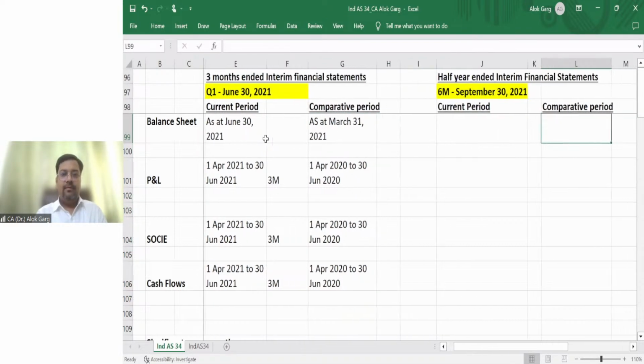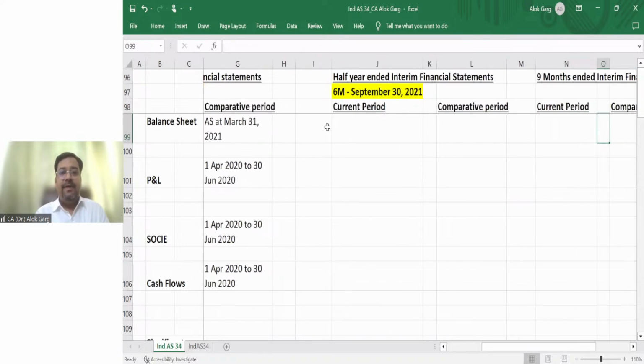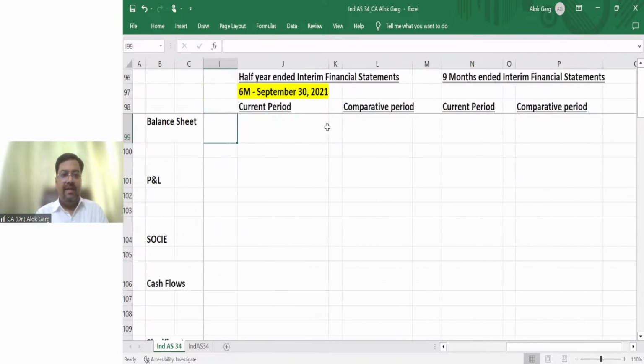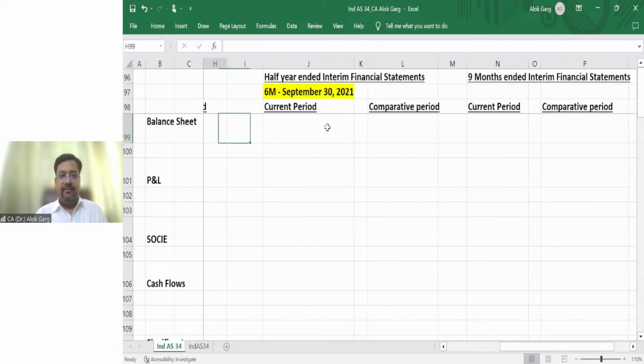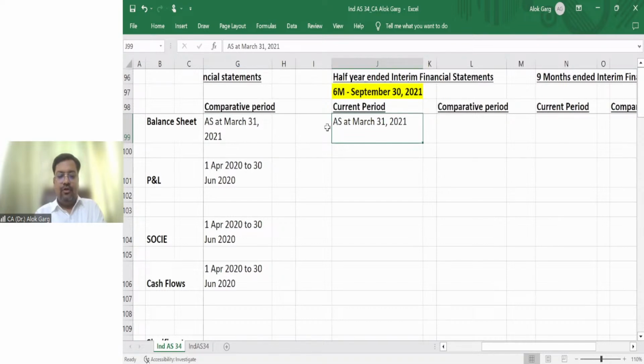Yeah. So for the 6 months period, your balance sheet will be as at September 30, 2021. Your comparative period will always be the last annual as at 31st March 2021. Last annual period, right? As at 31st March 2021. Is that clear? Your balance sheet will always be the last annual.